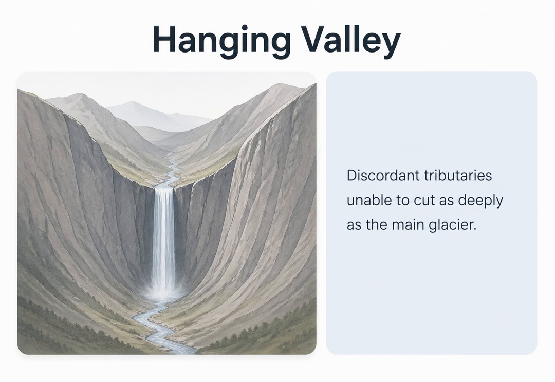But what about the smaller tributary glaciers feeding into it? These smaller glaciers lack the mass to cut as deeply as the main one. When the ice melts, these tributary valleys are left suspended high above the main valley floor, creating what we call a hanging valley, often featuring spectacular waterfalls.